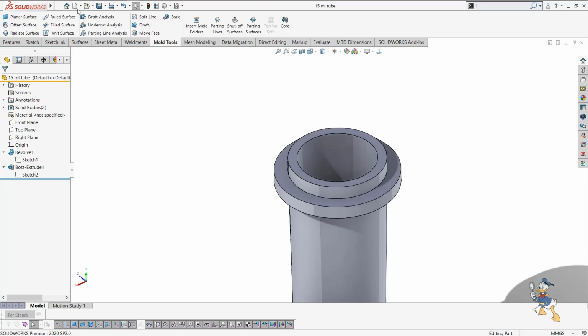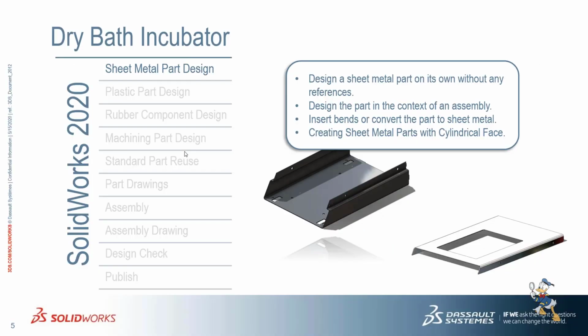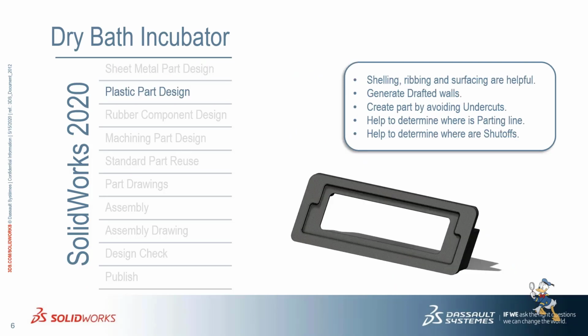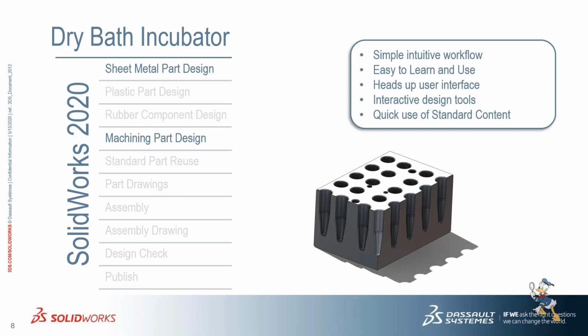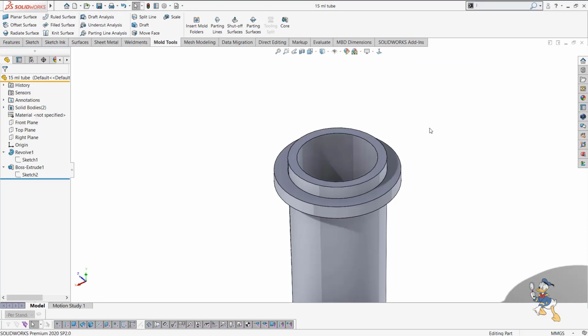So now let's move on to designing some machining components. We just need to move to the PPT. Right now we have designed a sheet metal design and a plastic component, and we have seen them over here. Similarly we can design rubber components, and now suppose we design a machining component like this. It is very easy.